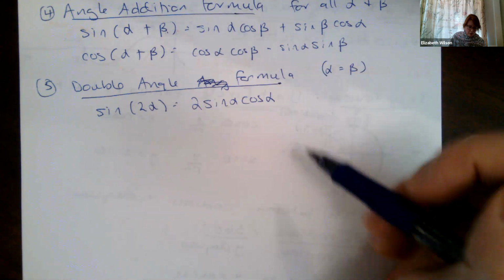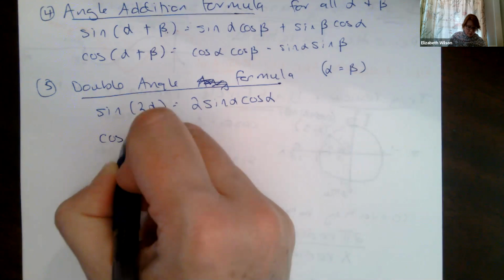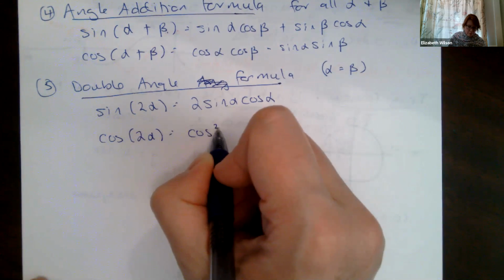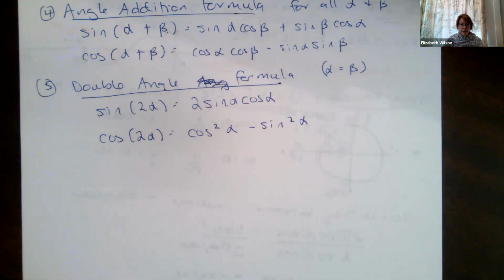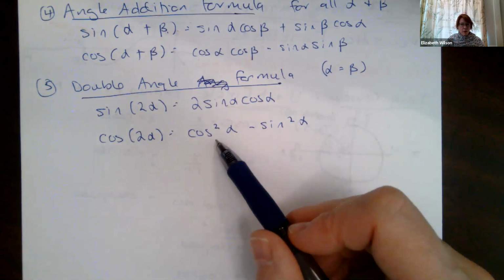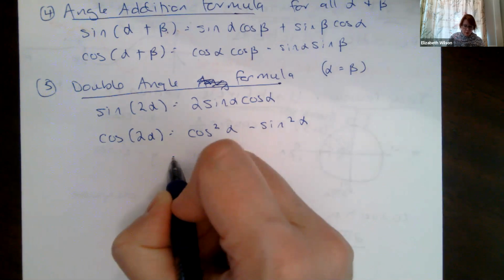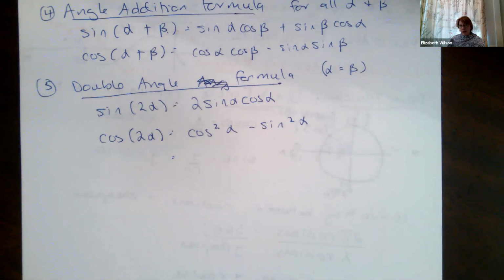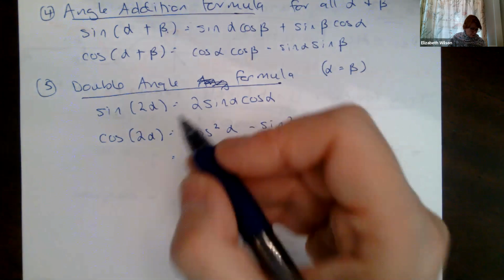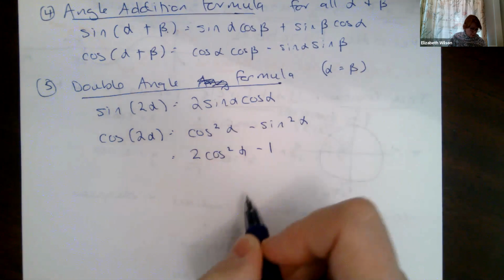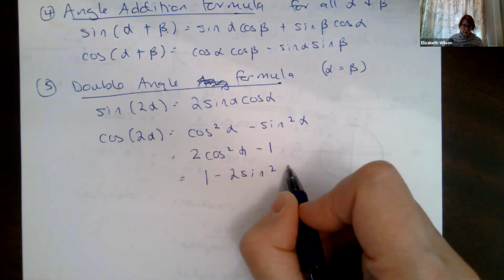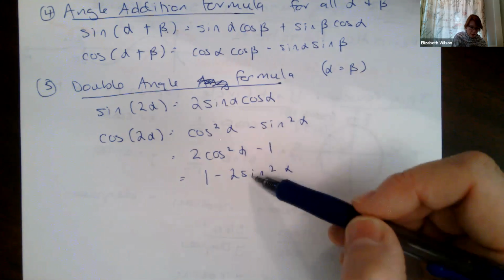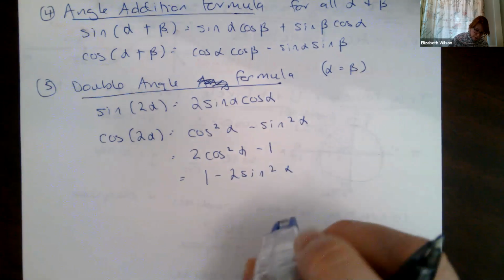Do the same thing here: cosine of 2 alpha is equal to cosine squared of alpha minus sine squared of alpha. Now I can use the Pythagorean identity to substitute in for cosine squared or sine squared. If I want this equation to be just in terms of cosine or just in terms of sine, let's say 2 cosine squared alpha minus 1 equals 1 minus 2 sine squared alpha. These are equivalent. Let me make that more obvious. That's a square and not a 2 alpha.